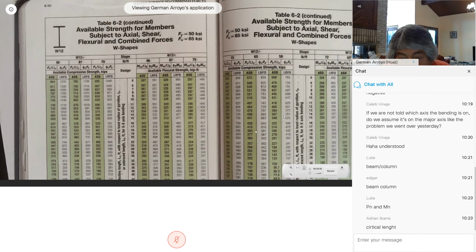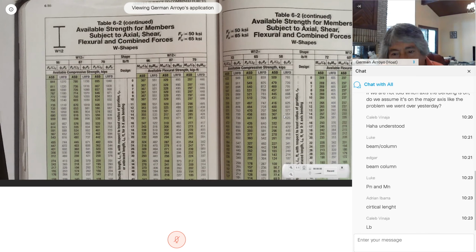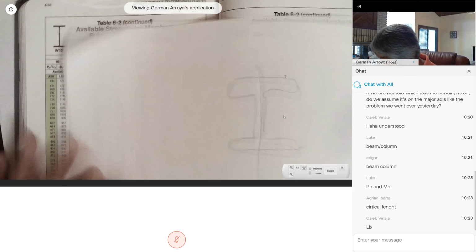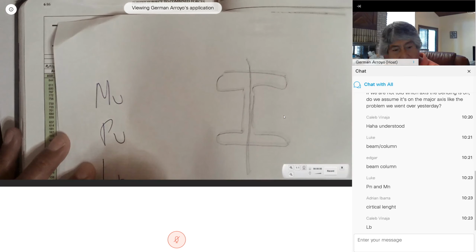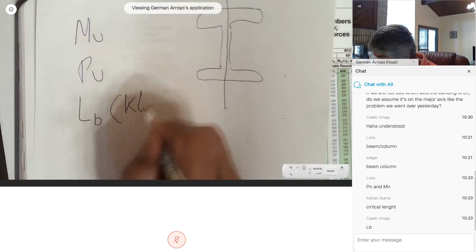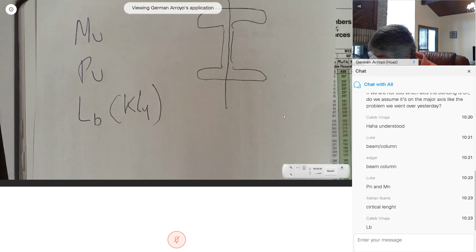I need to have no PM, but PU and MU, right? And I have to have LB. So to go to this chart, I have to have MU, PU, and LB, and this LB I'm going to call also KLY. So this is what I need to go to this table, and based on what they give me, I could compute MU, PU, and I have this. So this is what I'm going to do right now.